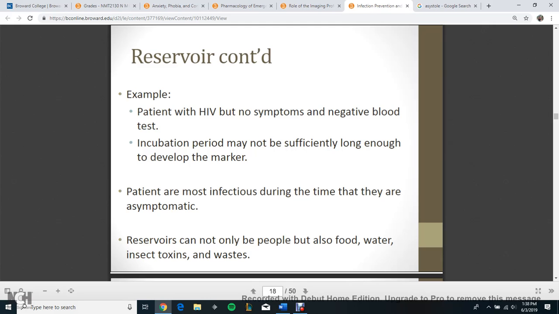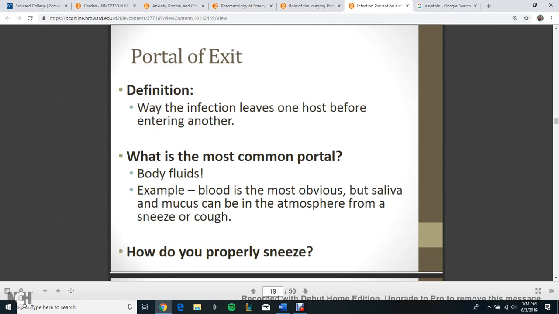Patients are most infectious during this time that they are asymptomatic. Reservoirs can not only be people but also food, water, insect toxins, and wastes. A portal of exit. The definition: the way the infection leaves one host before entering another.